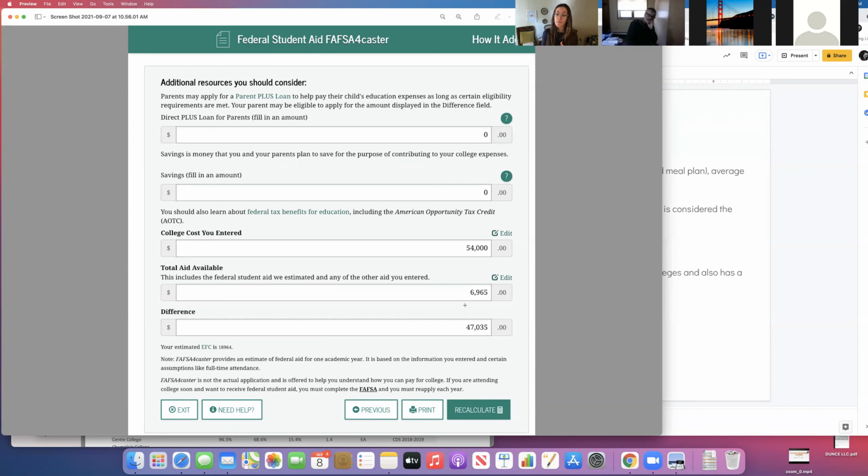And the student loan, which for your first year is $5,500. That's the max that a student can receive in their name in a student loan their first year. So that's what you're seeing here, the 6965. That's federal aid. And so the difference it's telling me is 47,000. Well, gosh, who can afford that, right?